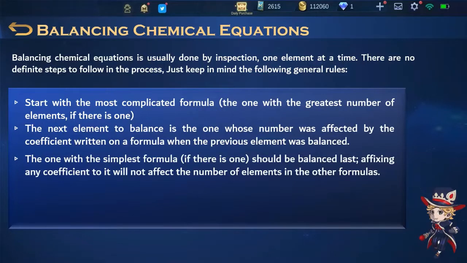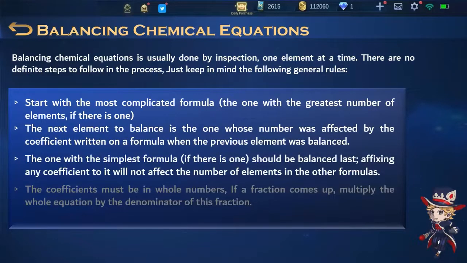The most difficult goes first, but not those that exist twice. The last to balance is the easiest, the single element that has no partner element. And if the coefficient is a fraction, we need to multiply the whole equation by the denominator of that fraction so that our coefficient is a whole number, and express the coefficients in their lowest terms if applicable.